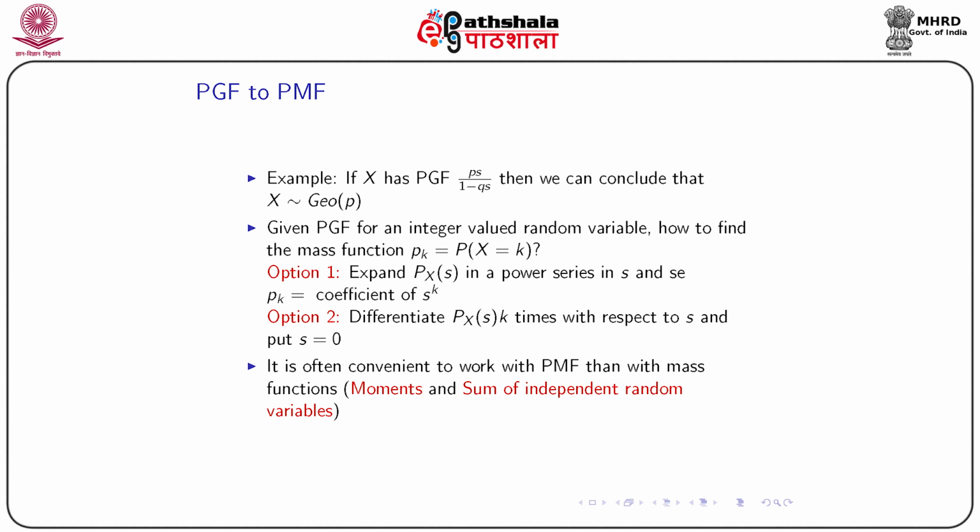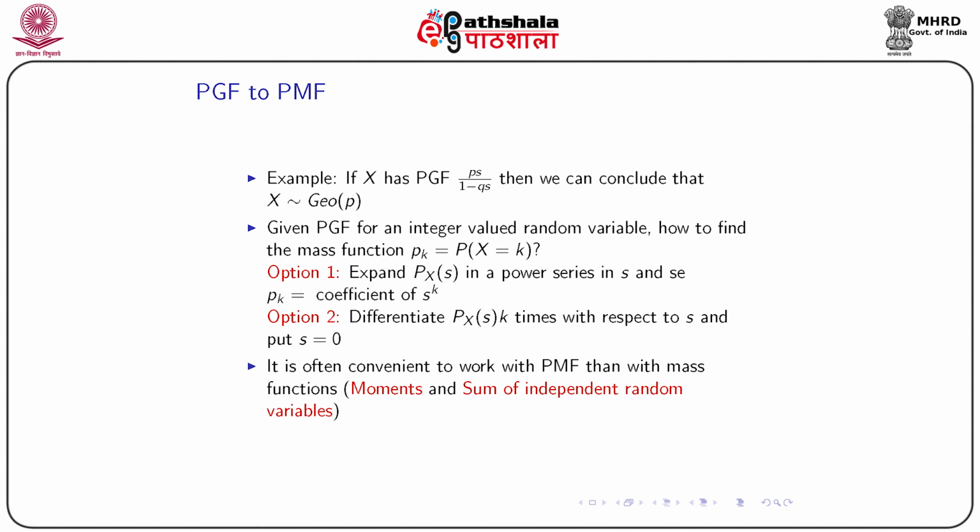Now once we know the probability generating function, is it possible to get back to the probability mass function? Because we know that if we know the probability mass function, we can find the probability generating function. Now suppose a random variable X has a PGF p s over 1 minus q s. Seeing this form, we can immediately conclude that the random variable X follows a geometric distribution with parameter p, where q is equal to 1 minus p.